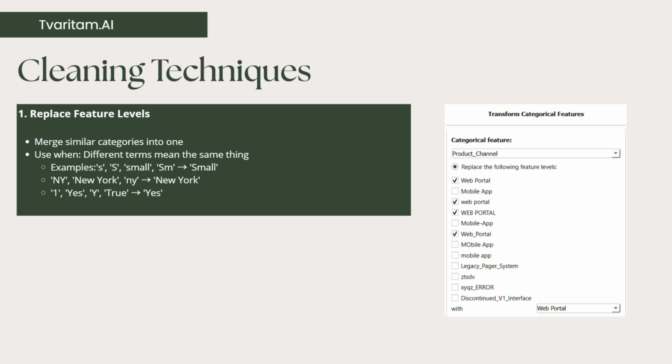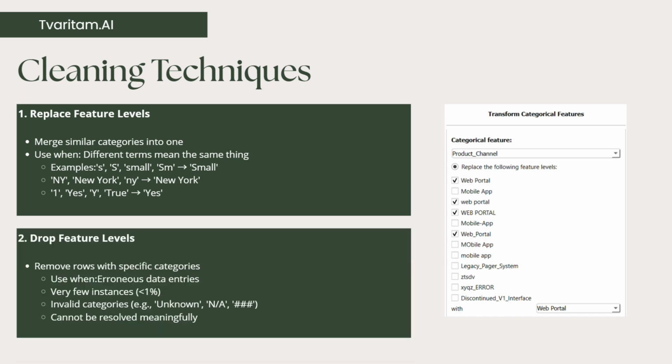Another scenario arises when we encounter unusual or rare values. Instead of removing rows, which is generally not ideal in machine learning as it reduces the data size, we can group such values into an other category or map them to the most frequent category, similar to imputing missing values using the mode. There are also cases where dropping certain feature levels is appropriate.